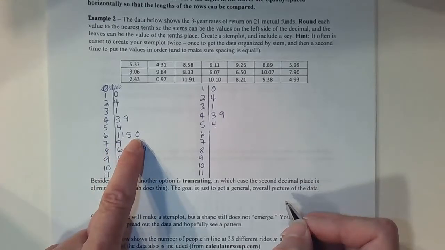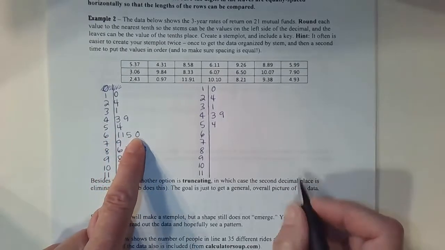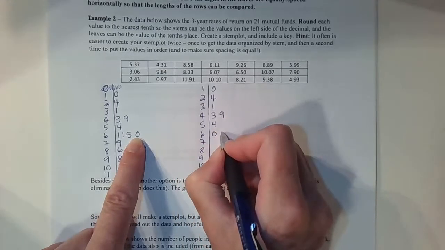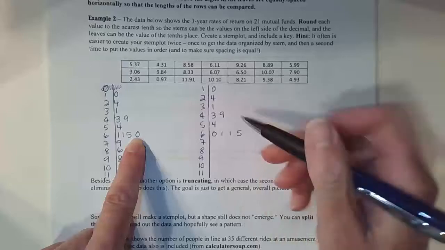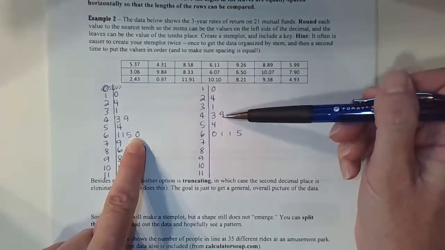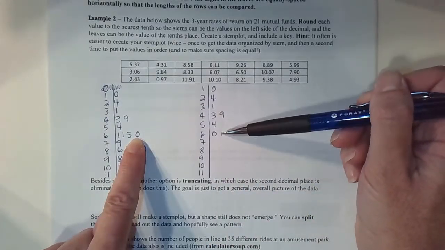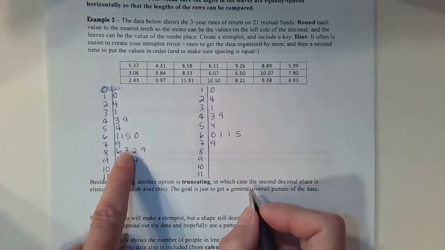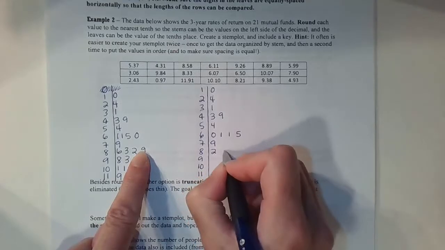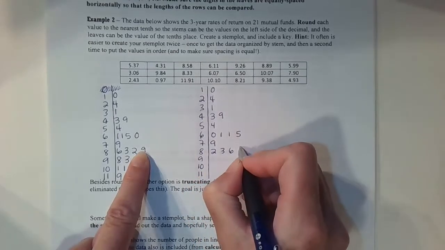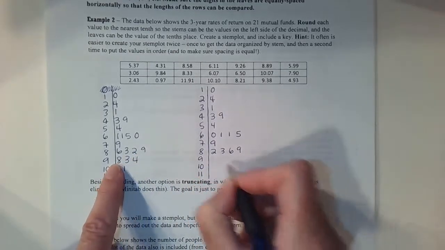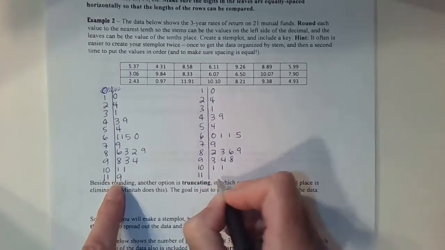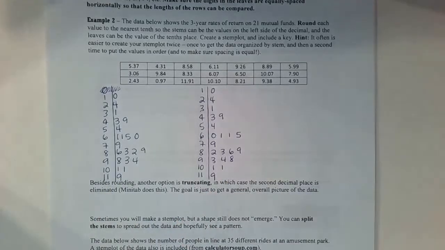Okay, here we go. So in order, 0, 1, 1, 5. Now they have to be equally spaced. So 0, 1, 1, 5. I had these kind of spread out more because this 9 and this 1 have to be lined up. So then 7.9. All right, 2, 3, 6, 9. 2, 3, 6, 9. 3, 4, 8. 1, 1, and 9. There's my stem and leaf plot.